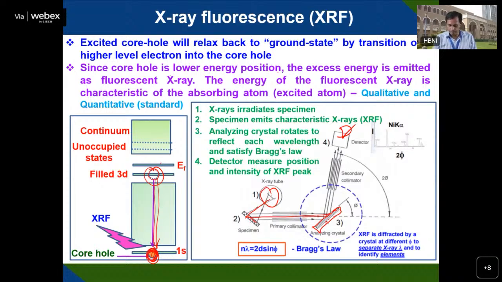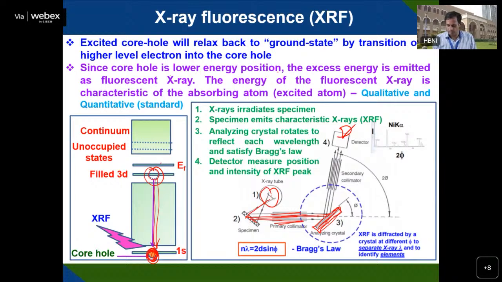By using the same n lambda equals 2d sine theta, you have an X-ray source here and a specimen, but in addition you need an analyzing crystal that rotates to reflect each wavelength to satisfy Bragg's law. Whatever fluorescence characteristic X-ray is emitted here will be satisfied by a particular angle of the rotating crystal. Once that particular Bragg's law is satisfied, that wavelength will come out.